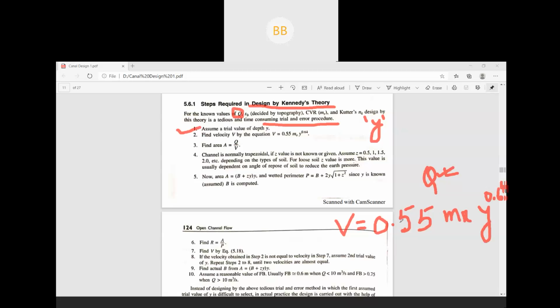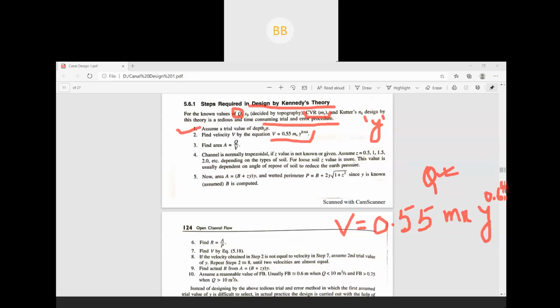Okay. Y to the power 0.64. This is the equation. So in that equation, if you see, to calculate velocity, 0.55 is a constant term, then m r. So to determine or using this theory, that m r should be known to us. Definitely it should be known to us, then only we can use this particular theory. And y value we have already assumed in the first step.